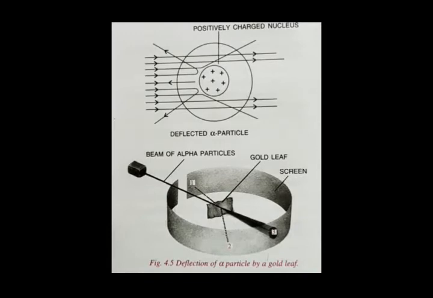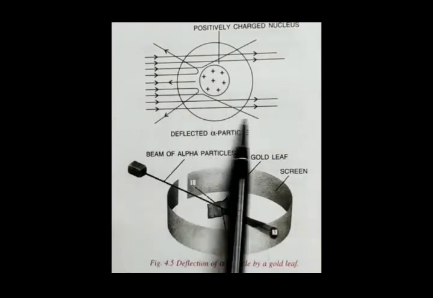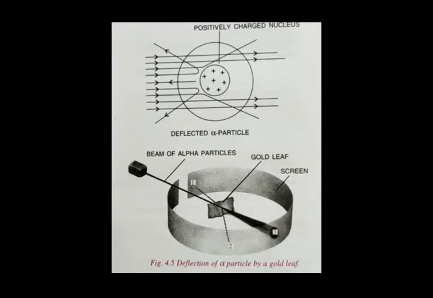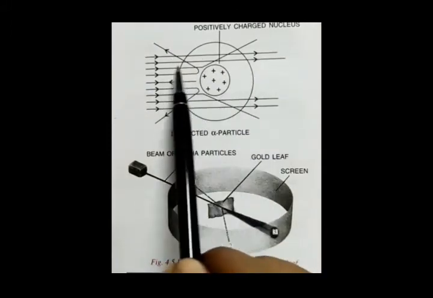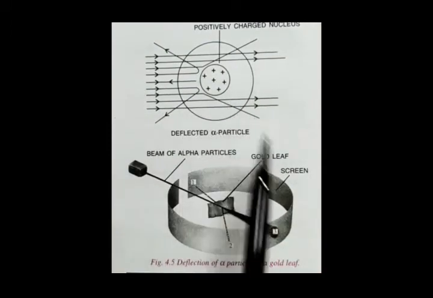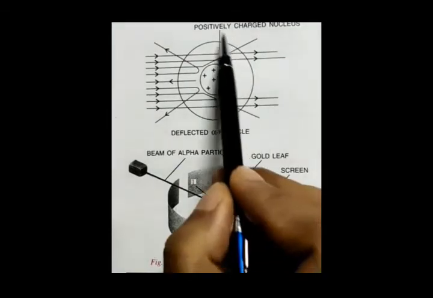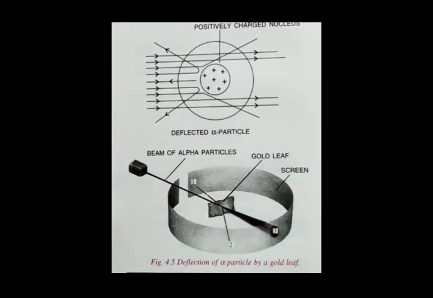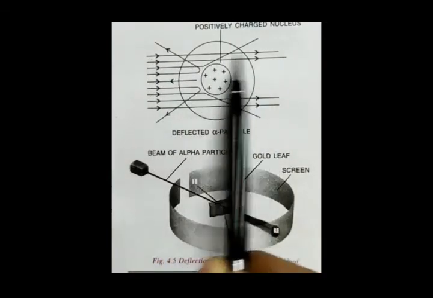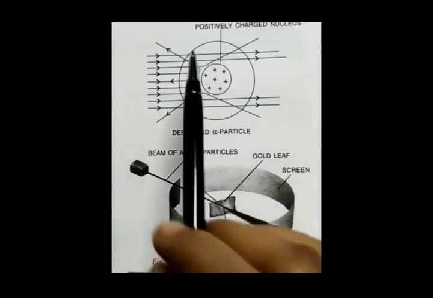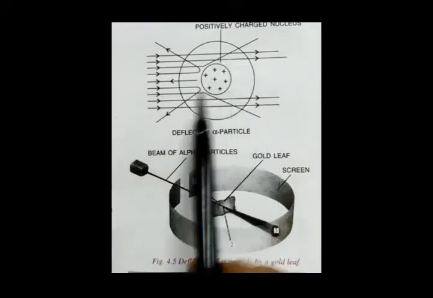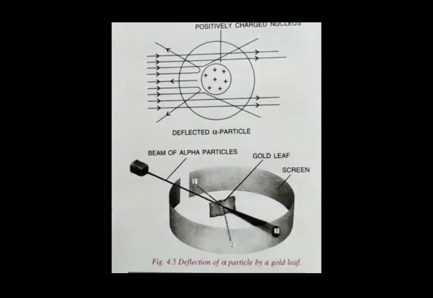So the alpha particles deflected in this pattern. Clear? He observed that most of the alpha particles passed through the foil without any deflection. This is the original foil, this is the simplified structure. So he observed that most of the alpha particles went in a straight way. That means most of the particles passed through the foil without any deflection. These rays showed no deflection.